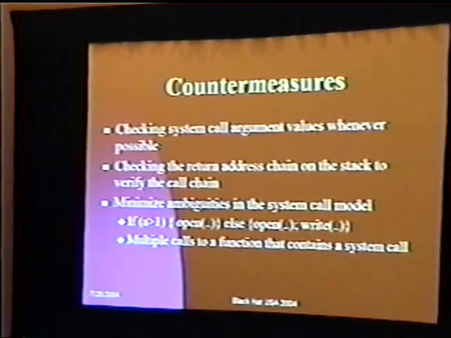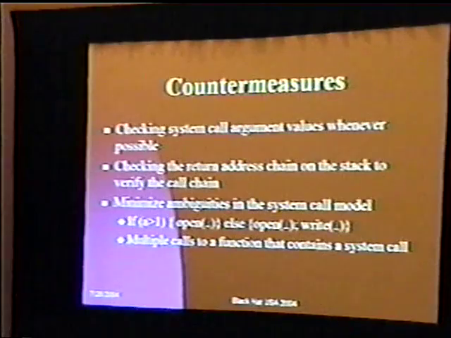So if we can actually check, for every system call, when it's done, whether the return address of this system call goes to the stack or goes to the heap, then we know this looks suspicious, right? Usually it's from the code segment. How come the return address is actually going back to the stack or going back to the heap? And the third countermeasure that we should do is to minimize the ambiguities in the system call model.